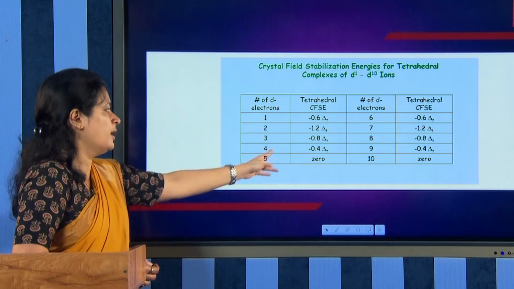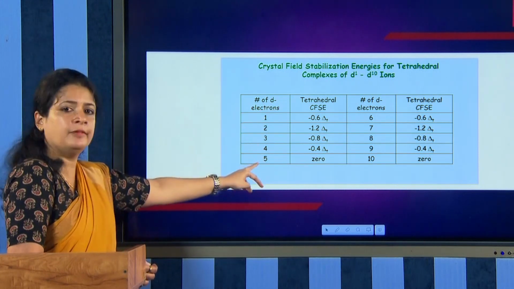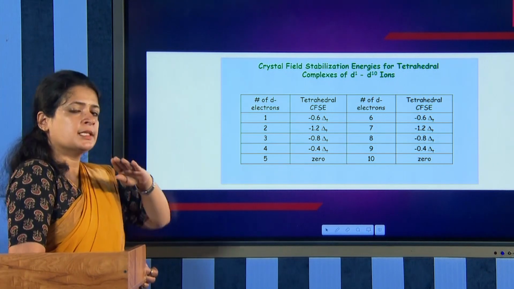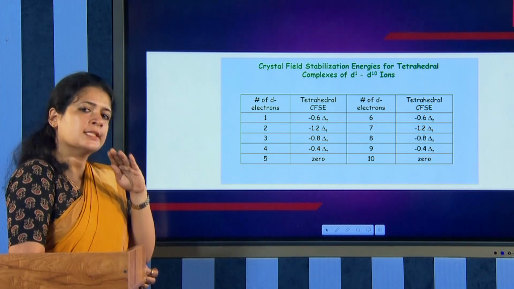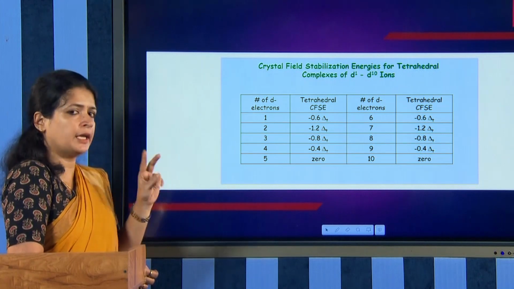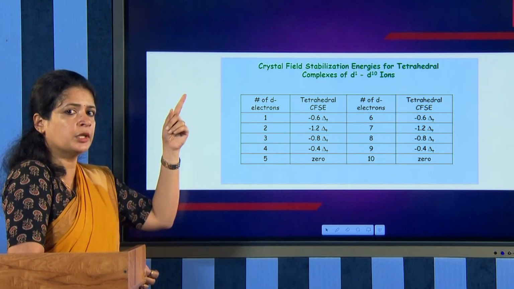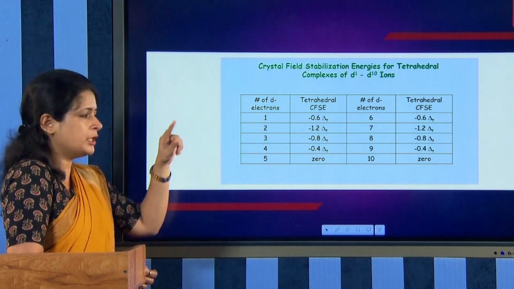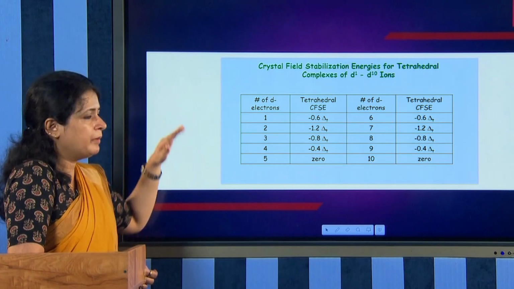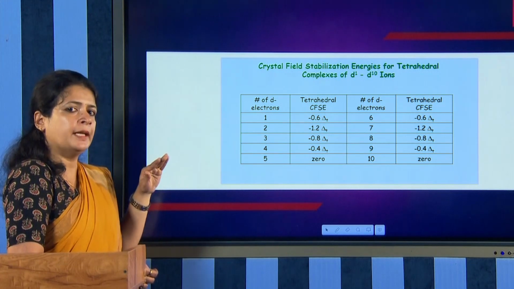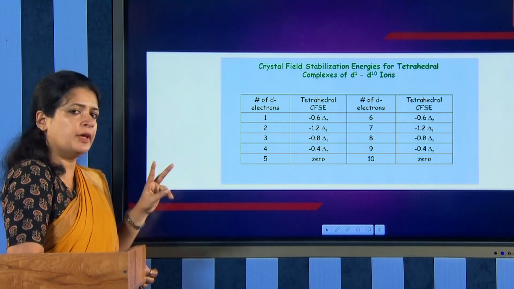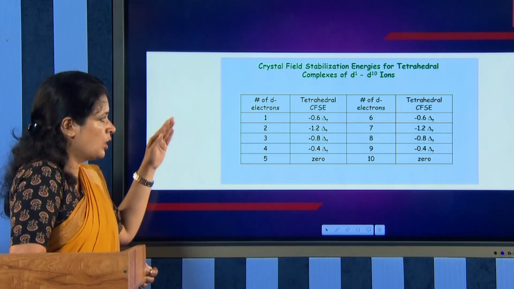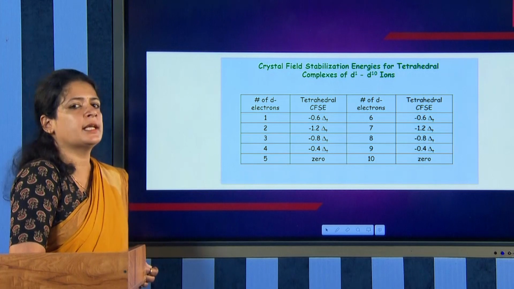See the d5 case, that is 5 electrons in the d orbitals. Tetrahedral complexes are always high spin complexes, which means after the second electron, the third will be moving to the T2, the fourth will be in the T2 and the fifth also will be in the T2. So there is a symmetric arrangement of the electrons. In the E orbitals we have 2 electrons, and in the T2 orbitals we have 3 electrons. While calculating, you will get the answer as 0.